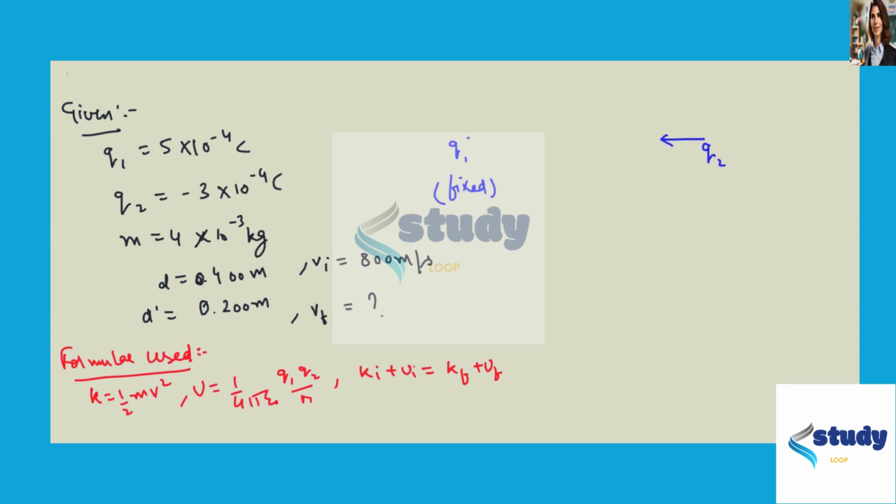Welcome to problem number 23.48, chapter 23, electric potential. In this question, we are given that there are two charges, Q1 and Q2. Q1 is fixed at some point, it cannot move, and this has charge equal to 5 into 10 to the minus 4 coulomb. And there is a Q2 charge which has been projected towards the Q1. Q2 is equal to minus 3 into 10 to the minus 4 coulomb. That means this is a positive charge and this is negatively charged. This has been projected towards the Q1.